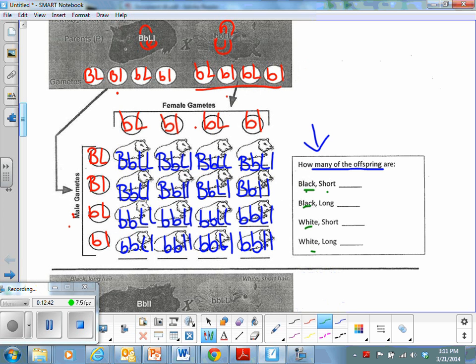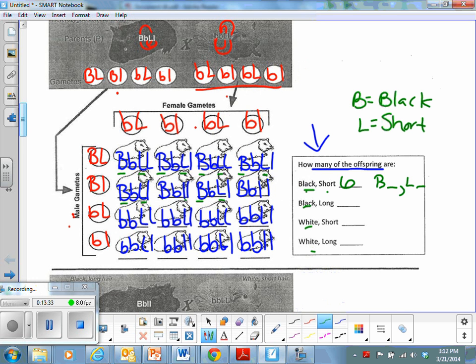So, black and short. If we remember from our key a little bit ago, black was capital B, and short was capital L. If they're black and short, they need to have at least one big B and one big L. So we're going to look for ones that have one big B, big L. There's one. There's two. There's three. There's 4. 5. Nope. 6. And that's it. Okay, so there's 6 black and short.